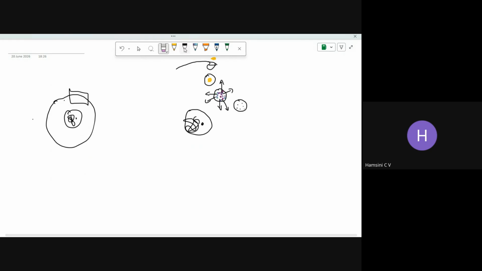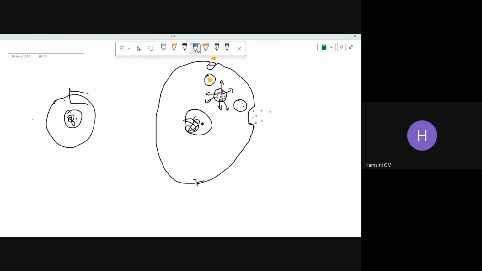So how will it be thrown out? Just give me a second. So that will be thrown out like this. Yes. So these waste substances will be thrown out of the cell like this.